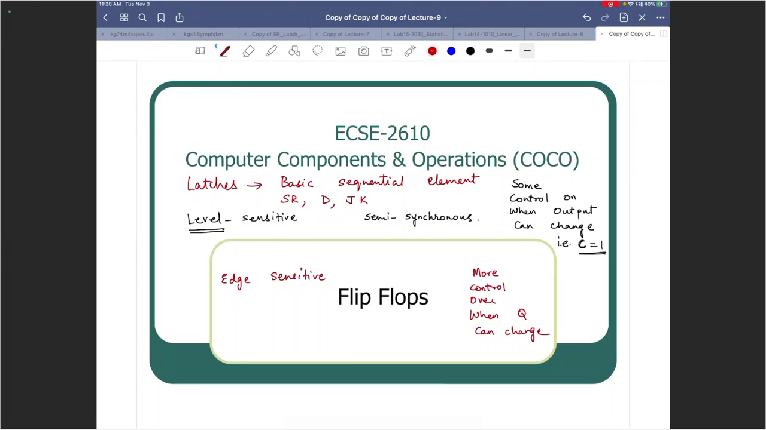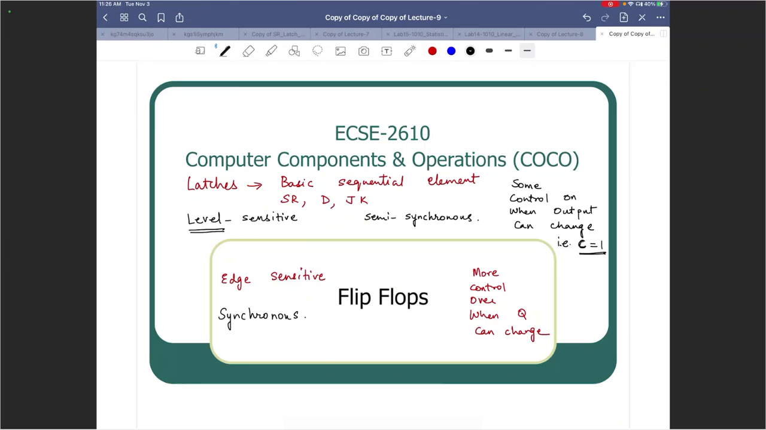We can start saying things like, I want the output to change only when C goes from 0 to 1, or I only want the output to change when C goes from 1 to 0. That is called being edge sensitive, and flip flops give us that. These are edge sensitive devices, and these are synchronous because they are in sync with the control input C, or clock.